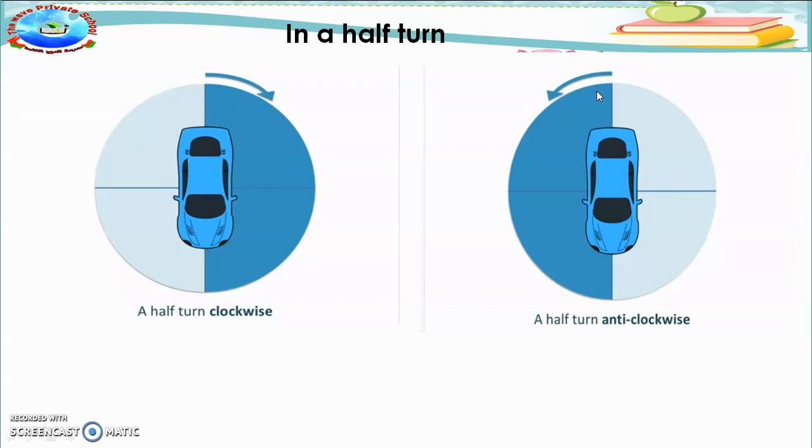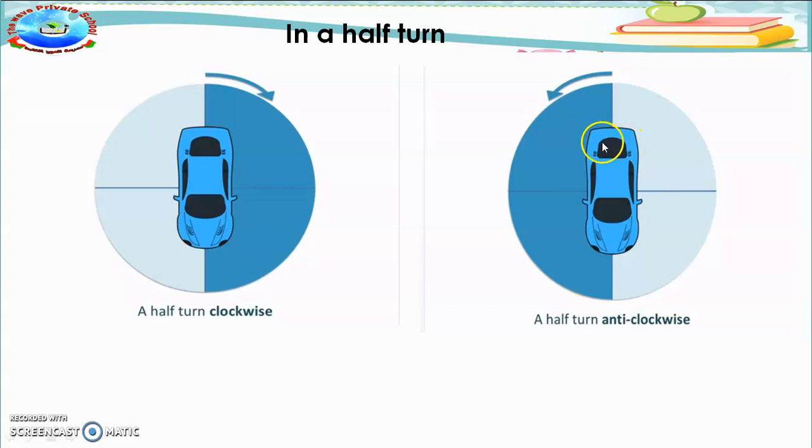In both cases, one half turn is the same as two quarter turns. Here, this is the first quarter and this is the second quarter. Here also 1 and 2. So one half turn is the same as two quarter turns. So in both cases, how many right angles are formed here? Yes, here we have one right angle and here also we have another right angle.